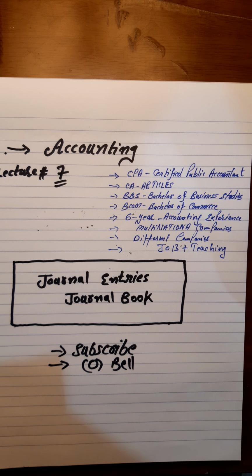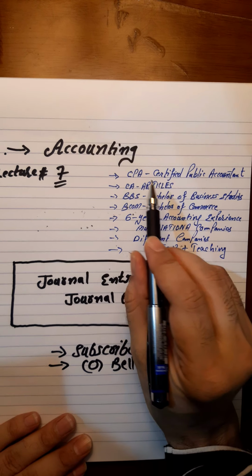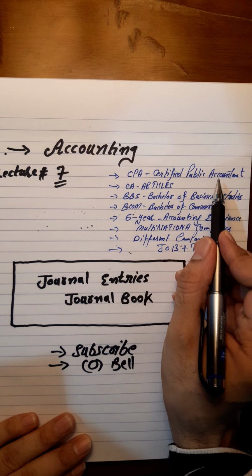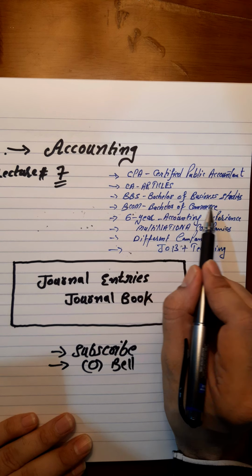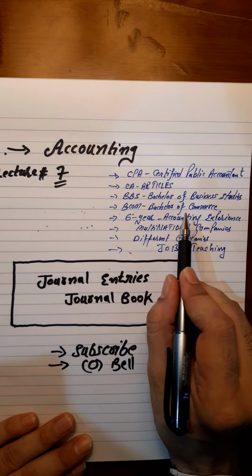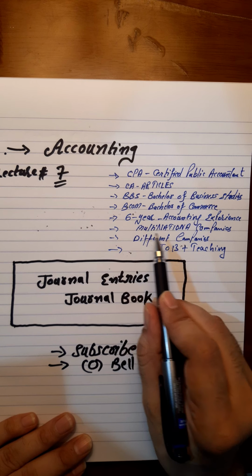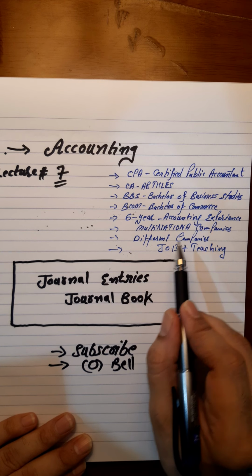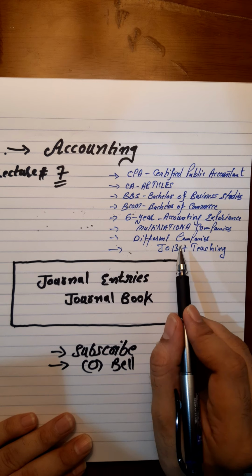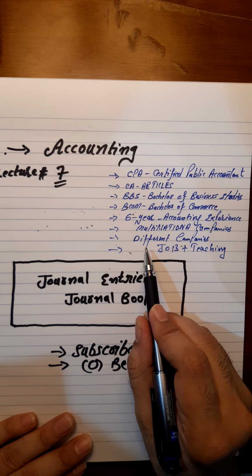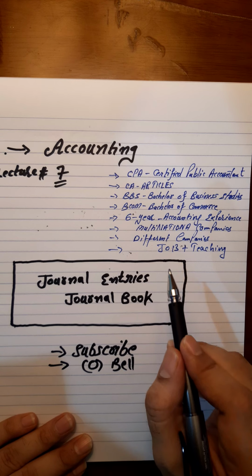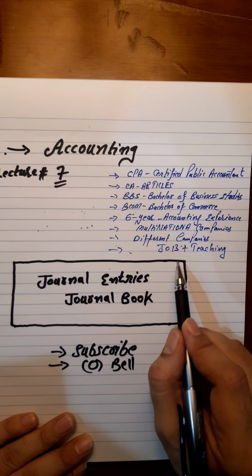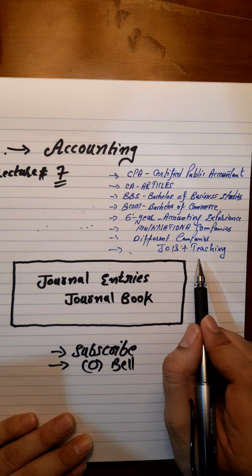Friends, I have good accounting background. I have done CPA, Certified Public Accountant, CA articles, BBS, Bachelor of Business Studies, and BCom, Bachelor of Commerce. I have 6 years of accounting experience in multinational companies and in different countries and different companies. I have experience of job and teaching.